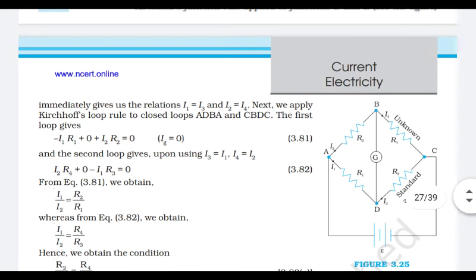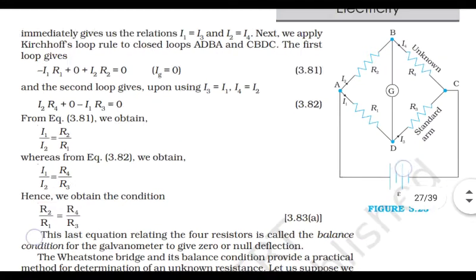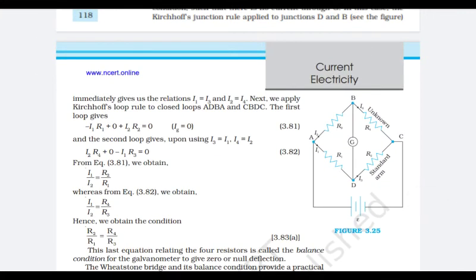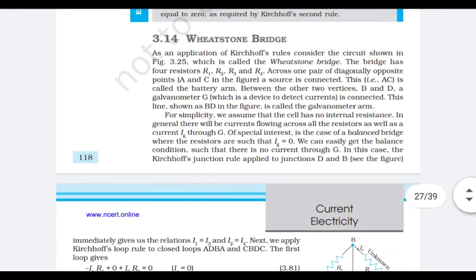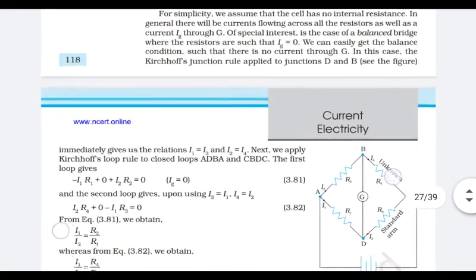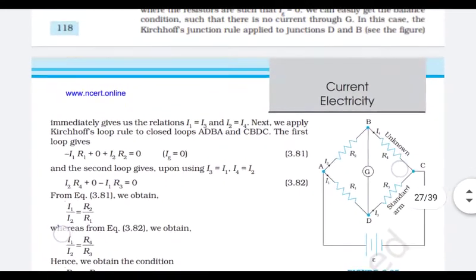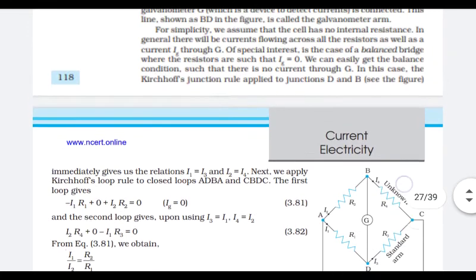Okay, remember the ratio of resistor R2 upon R4 should equal to R1 upon R3. That's the principle. Or simply in our notation, P upon Q is equal to R upon S, because they have named them P, Q, R, S, where S is the unknown resistor. Because I am teaching you from the NCERT book, the CBSE book.